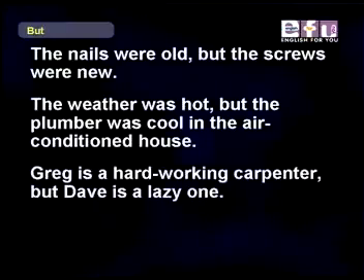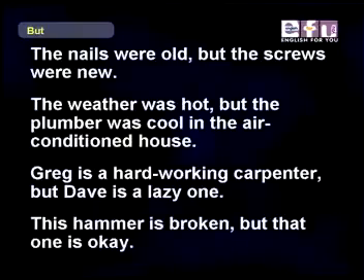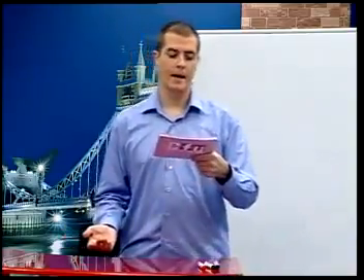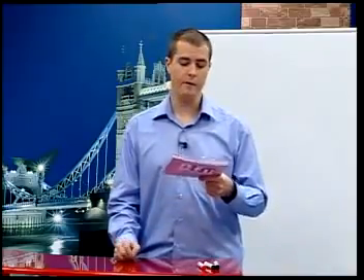Greg is a hard-working carpenter, but Dave is a lazy one. This hammer is broken, but that one is okay. But gives the idea that this is the opposite of that. A comma usually comes before but, and often the verb phrase following but can be shortened, as in these examples.